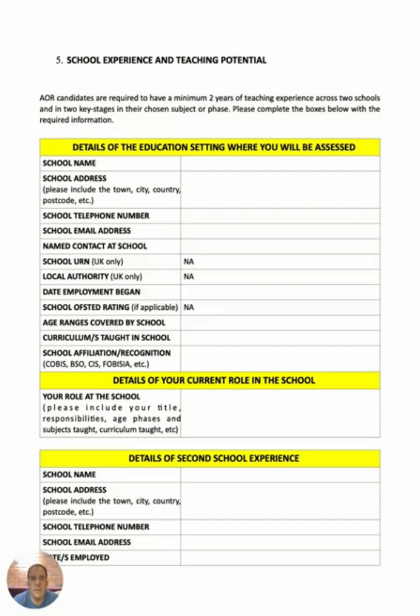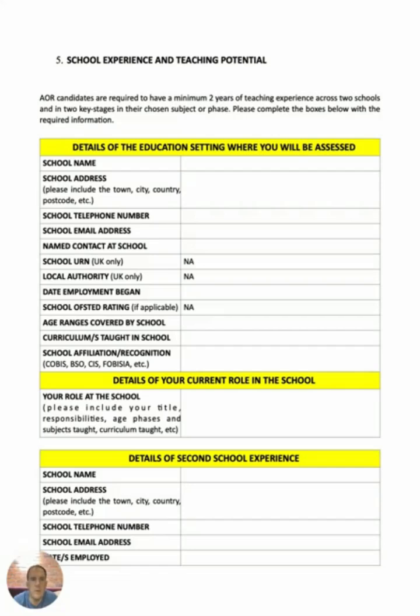Make sure that's correct. Age range is covered by the school, so if it's a 3 to 18 school, or a K to 12 school, make sure that's listed. If it's just a high school, then it could be 11 to 18. Just make sure you have the age ranges covered by the school. This is not the age ranges covered by you teaching. So this is the whole age range covered by the school, and if it's a K to 12 school, make sure you put the correct age phases that are applicable there.